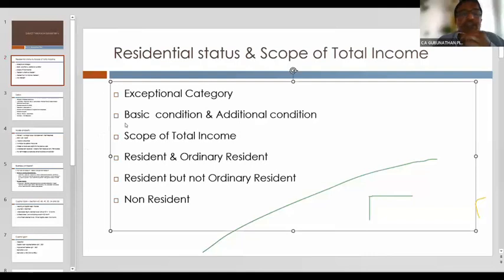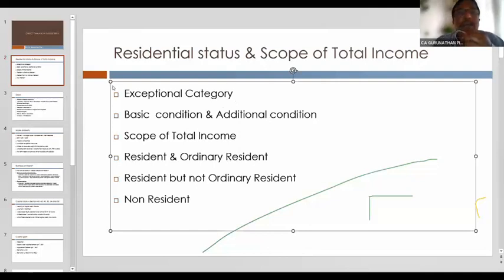Then in the basic condition, these are the major topics. Exceptional category. There are 3 people who belong to the exceptional category. Previously I said that a person can become a resident of India when he satisfies basic condition A or basic condition B. What does basic condition A say? Stay in India for at least 182 days in the previous year. Or condition B says stay in India for at least 60 days in the previous year and 365 days in the last 4 previous years immediately preceding. So for becoming a resident of India, either A or B, either of the two conditions will work.